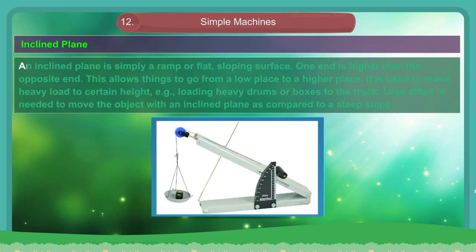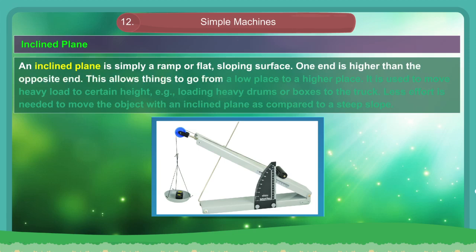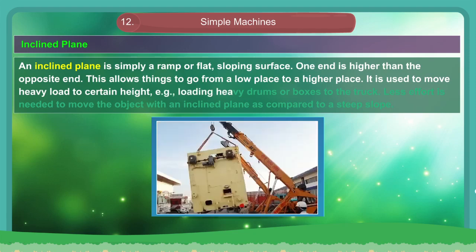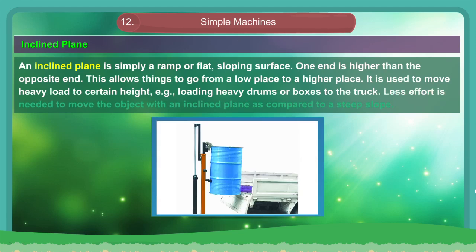Inclined plane. An inclined plane is simply a ramp or flat, sloping surface. One end is higher than the opposite end. This allows things to go from a low place to a higher place. It is used to move heavy load to certain height. Example, loading heavy drums or boxes to the truck. Less effort is needed to move the object with an inclined plane as compared to a steep slope.